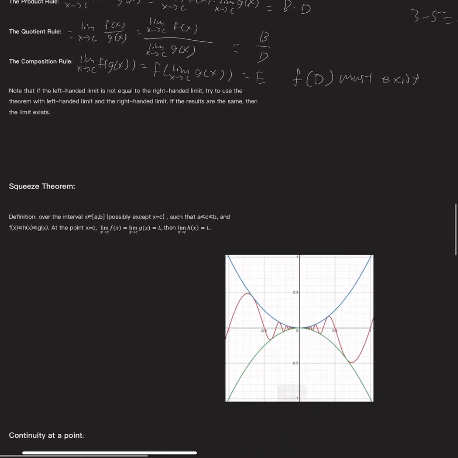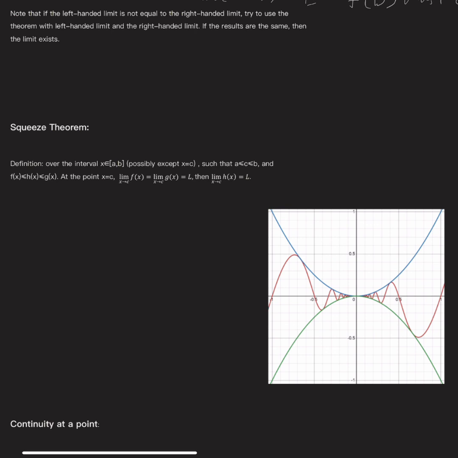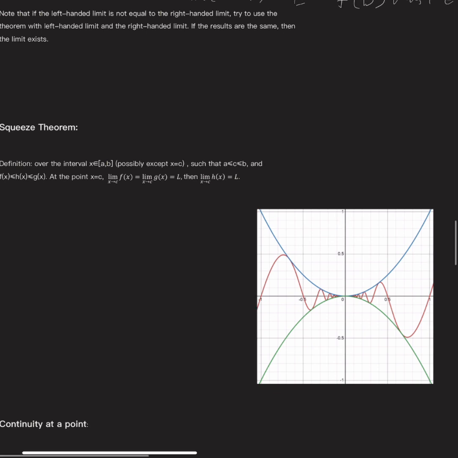Okay, this is one of the most interesting theorems, the squeeze theorem. Over the interval (a, b), possibly except at x equal to c, such that a is less than c less than b, and f of x is less than or equal to h of x less than or equal to g of x, at the point c, the limit as x approaches c of f of x equals the limit as x approaches c of g of x equals L. Then the limit as x approaches c of h of x equals L. Well, what does it mean?